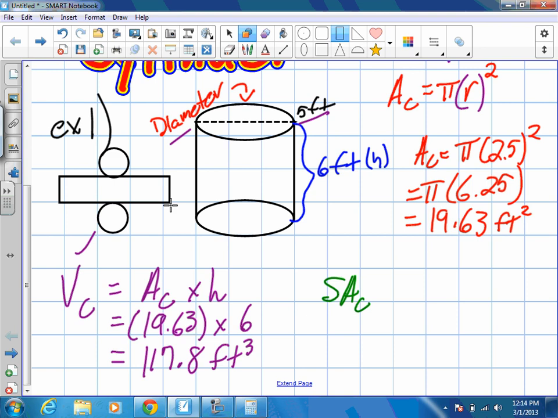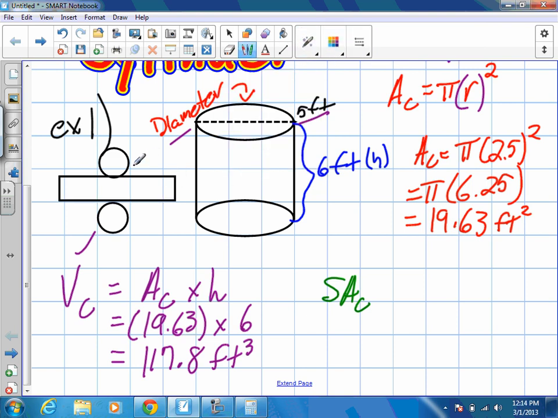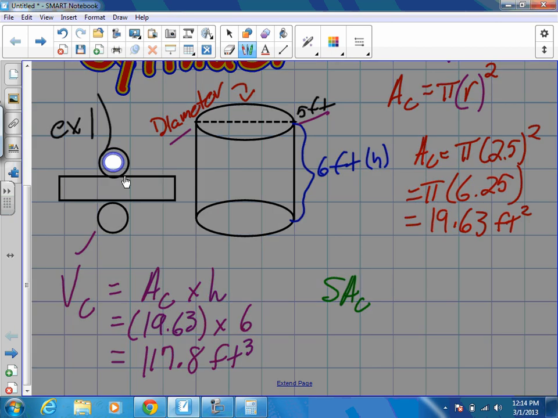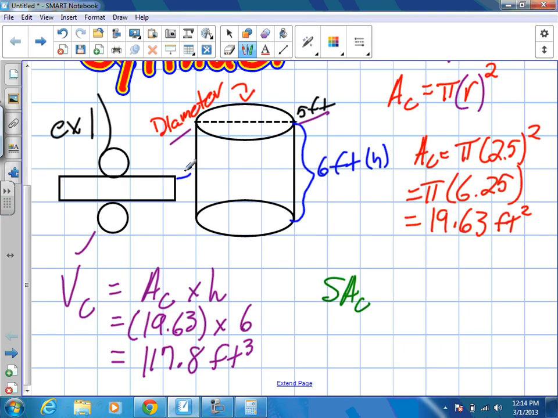What's happening is this rectangle is being wrapped around the circle. Okay, that's what's happening here. So this shape here is a rectangle. So luckily in our volume, we already found the area of one of the faces. Okay, so we're going to put this together as a formula.